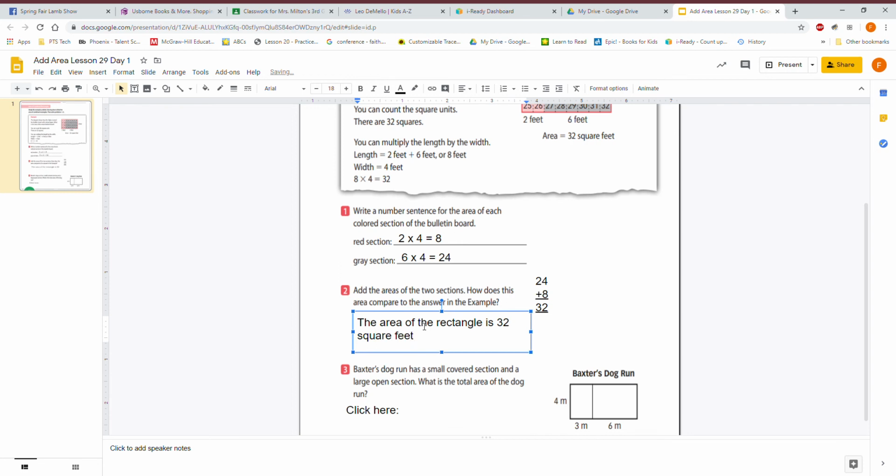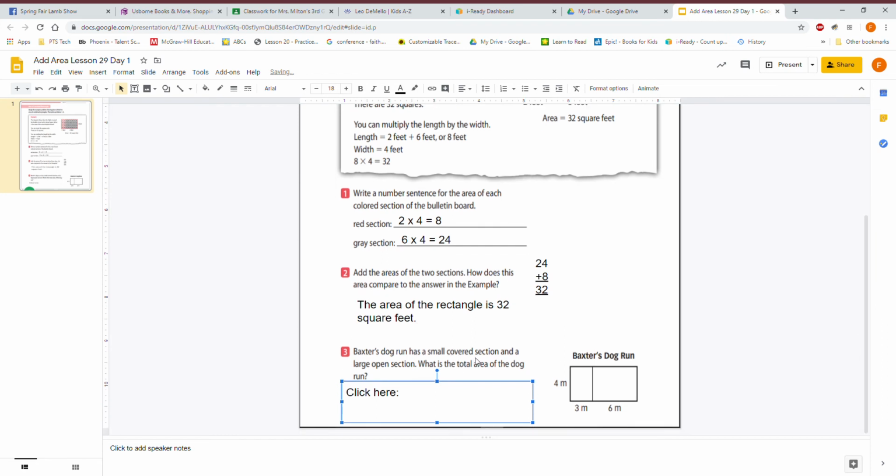square feet. Okay, right here, number 3 says Baxter's dog run has a small covered section and a large open section. What is the total area of the dog run? So remember what I did over here. First, I'm going to find the area of the small rectangle. So I'm going to say length times width. So 3 times 4 equals 12.